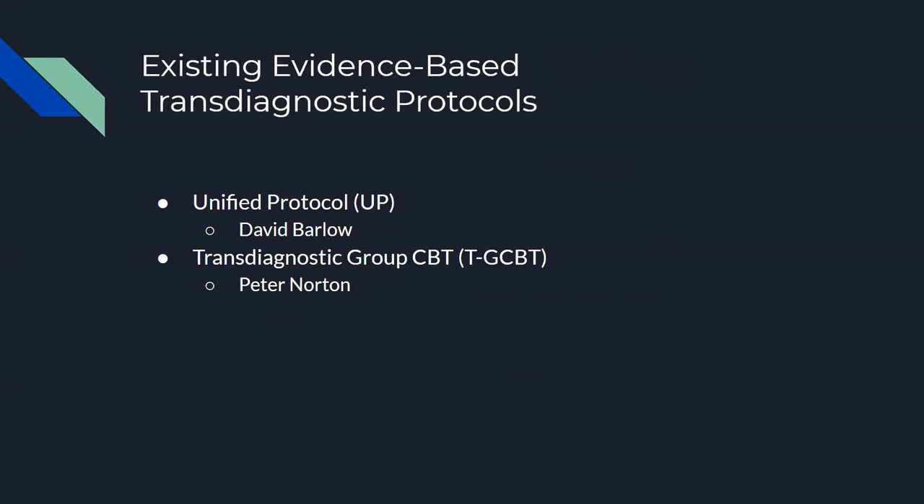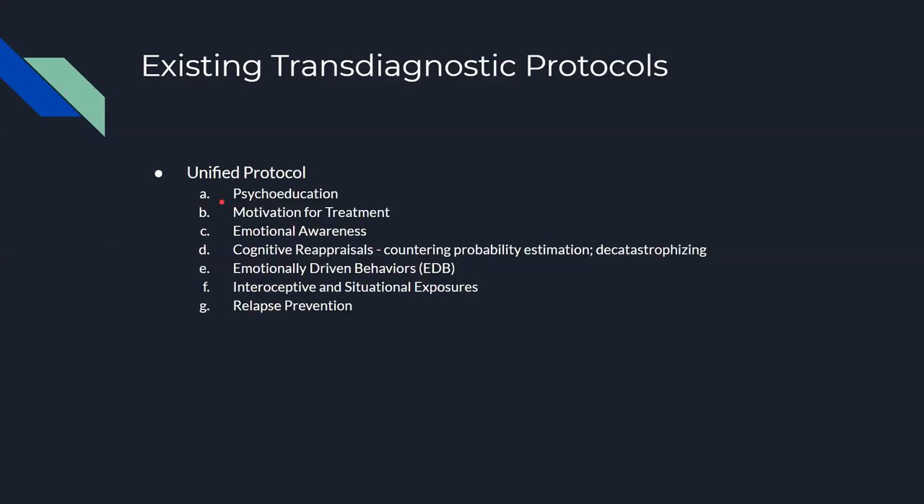Two of the more well-known ones are the Unified Protocol, David Barlow's UP, and also the Transdiagnostic Group Protocol, Peter Norton, which is obviously for groups, and I'll be referring less to that today, but a little bit to David Barlow's UP, or Unified Protocol. So his protocol has 7 modules. I'm just going to run through them quickly.